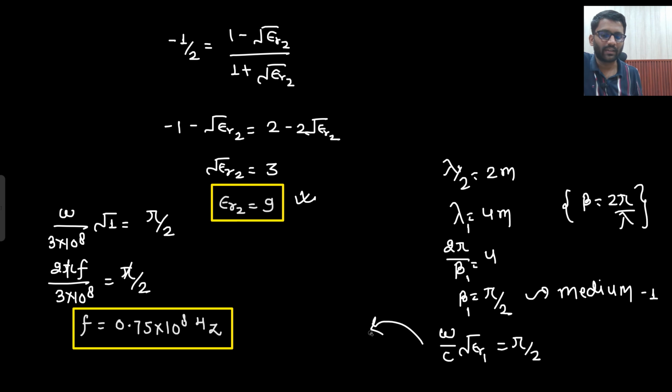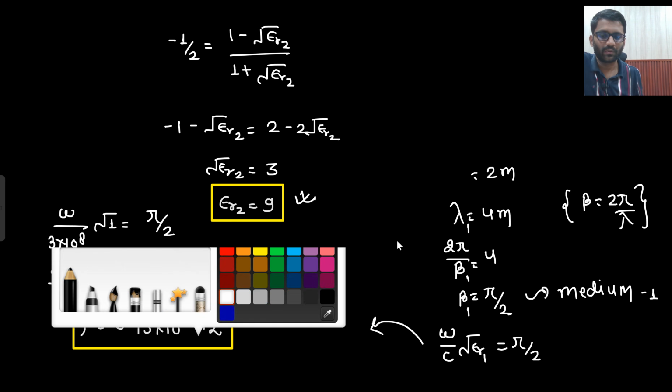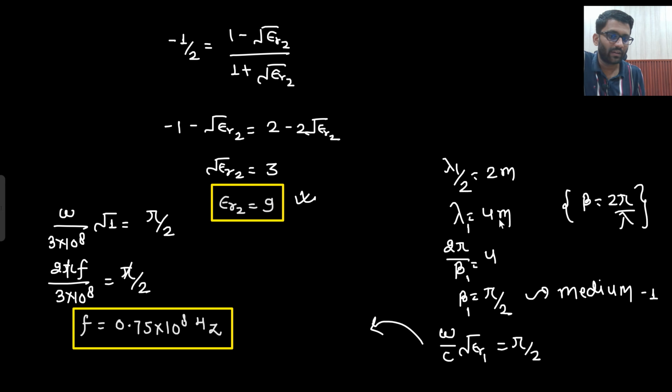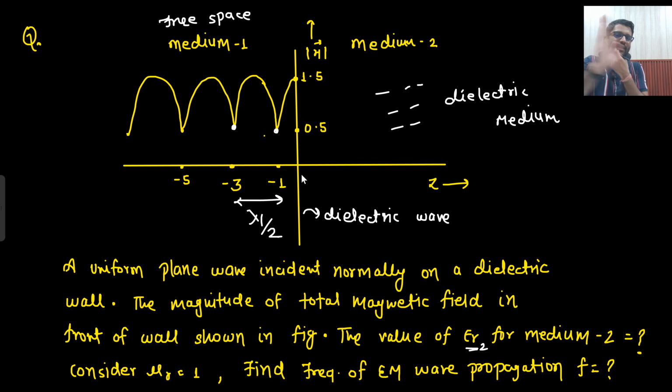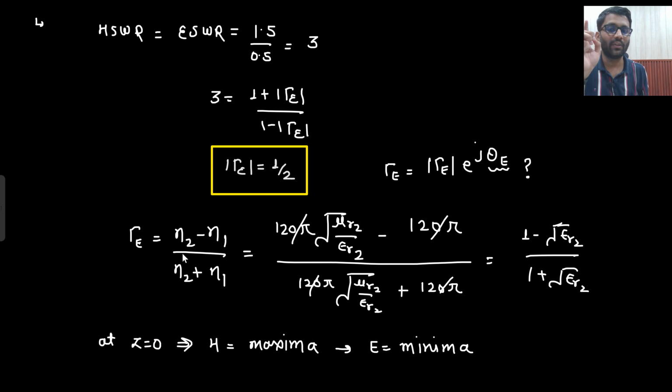Are you getting this point? What is the important point here? That this is lambda 1 by 2 for medium 1. This lambda you are getting for medium 1. All the calculation you are doing in medium 1 only. There is no use of medium 2. Only we can find out epsilon R2 by calculating the value of eta.